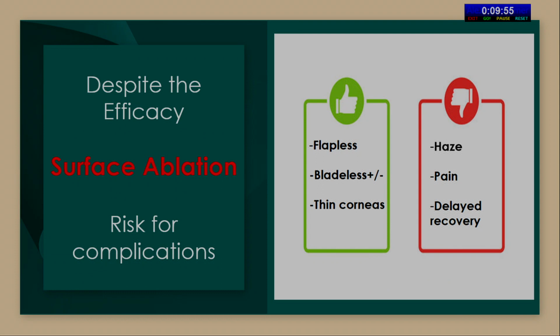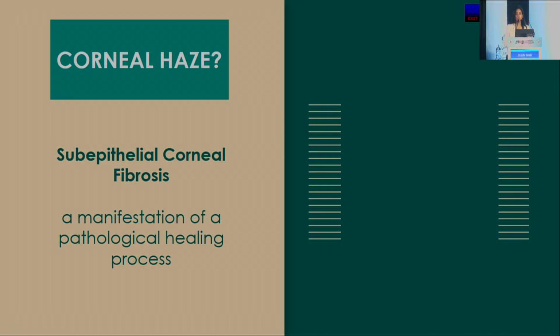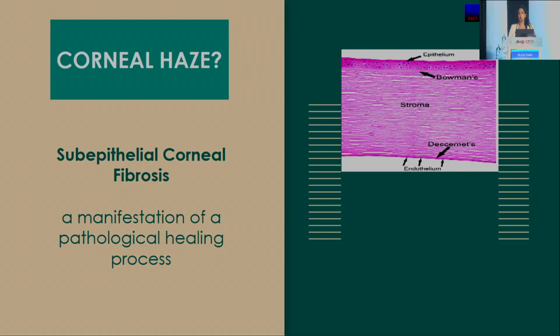So despite the efficacy of surface ablation, as we've seen, it is flapless, it can be bladeless, and it can be done for thinner corneas, there are still risks for complications: haze, pain, and delayed recovery. I'll be talking about the haze aspect. So what is corneal haze? Corneal haze is basically subepithelial corneal fibrosis, which is a manifestation of pathological healing.